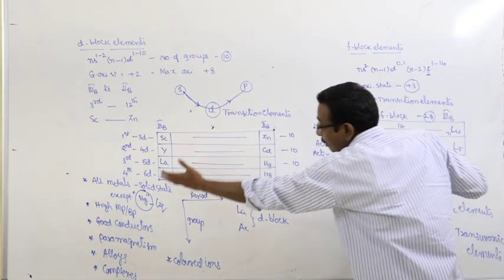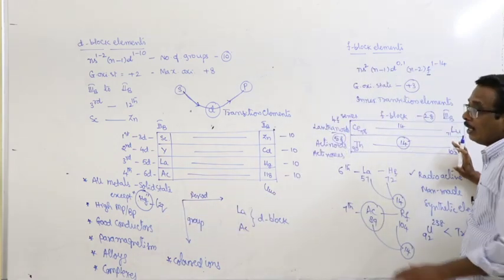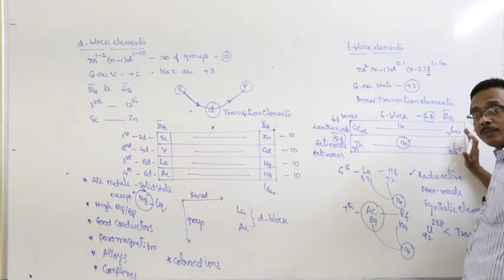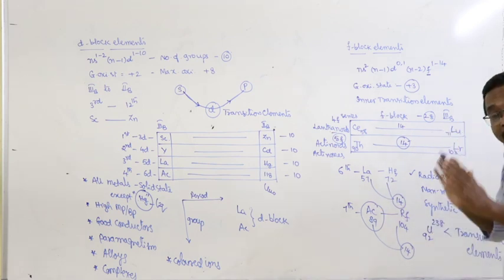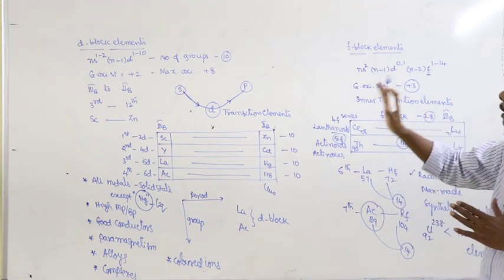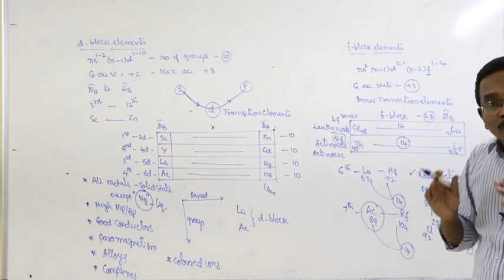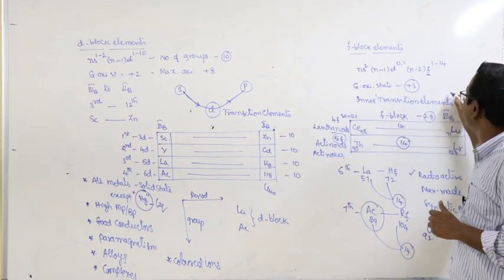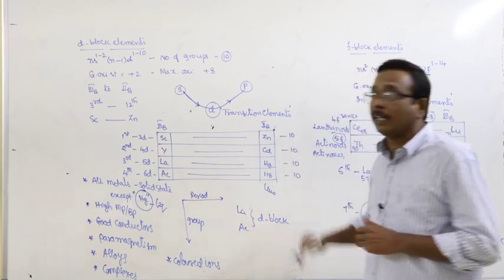D-block elements form alloys, and F-block elements also form alloys. D-block elements form complexes, and F-block elements also form complexes. Okay. And what is the meaning of this? Both the D-block elements and F-block elements have similar or closer properties. F-block elements are also known as inner transition elements, and D-block elements are known as transition elements.